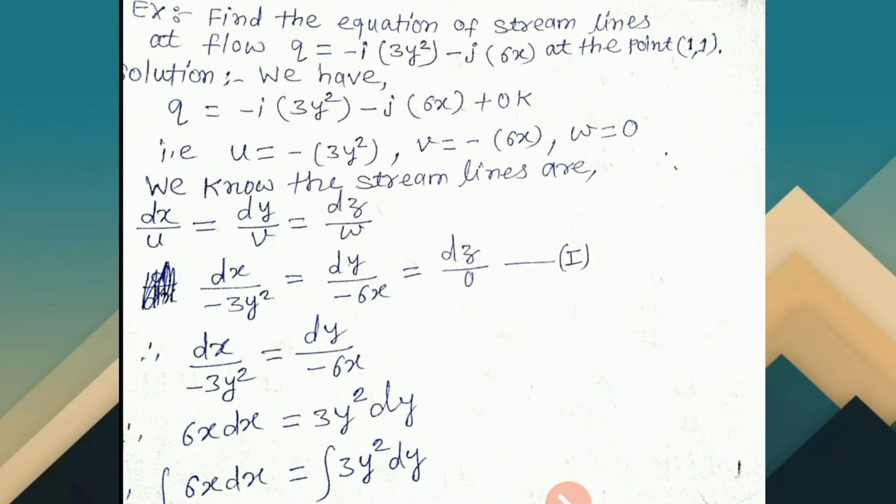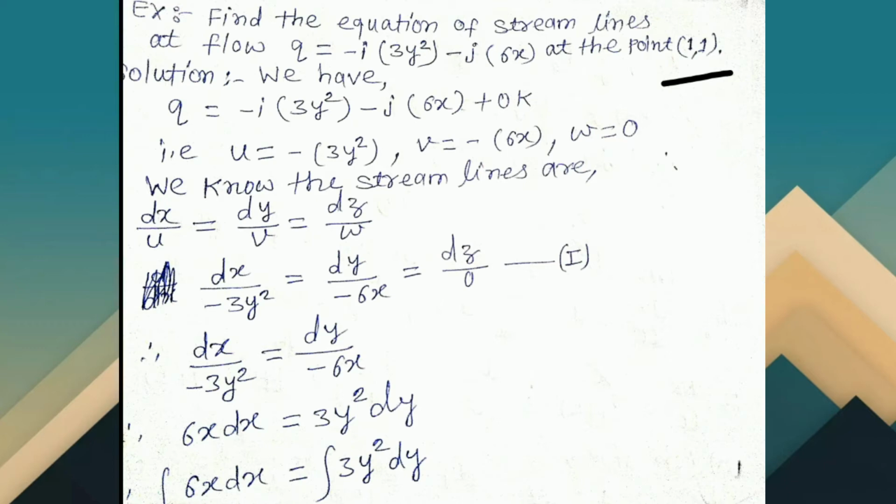Now we see another example. Find the equation of streamlines of the flow q is equal to minus i into 3y square minus j into 6x at the point 1, 1. Now we will see the solution of this problem.